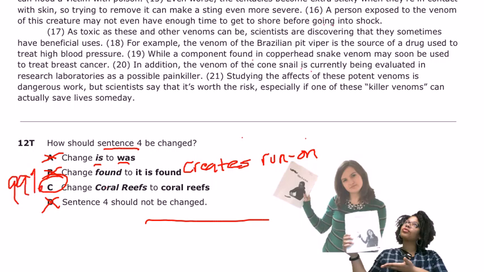I want you to go now to page 10 and do 13S on your own, and then check back and see whether we think through it the same way.